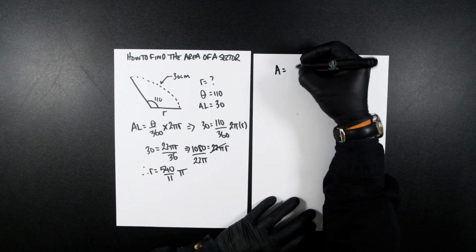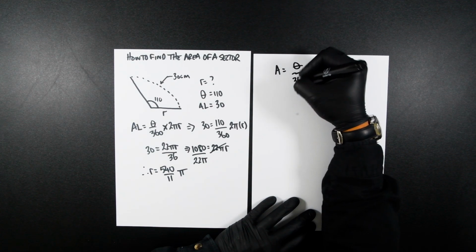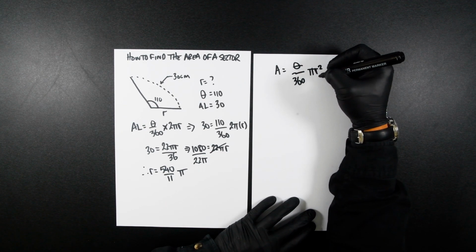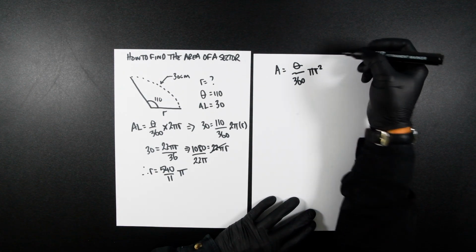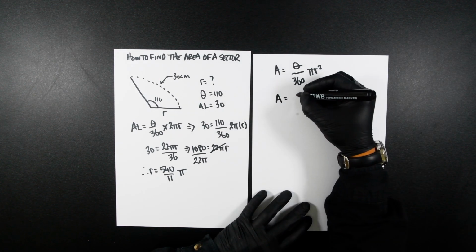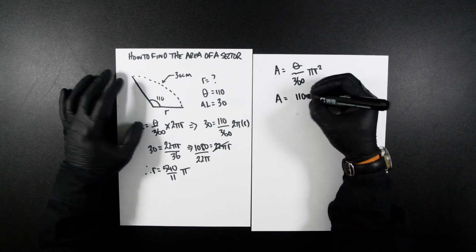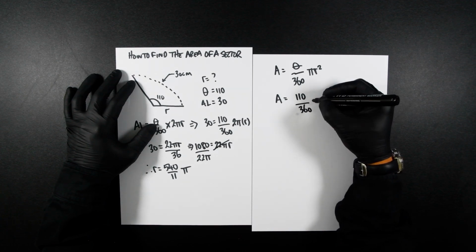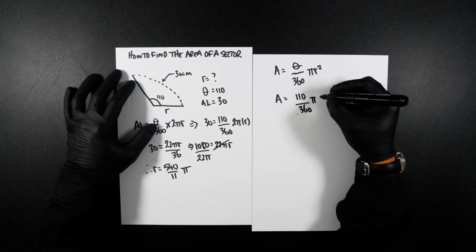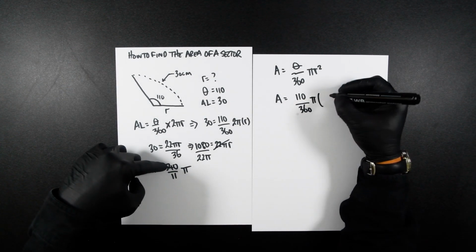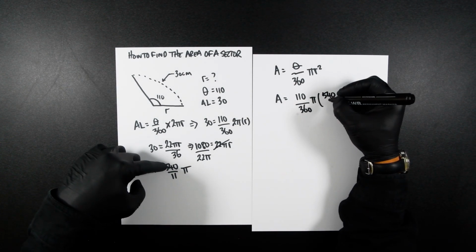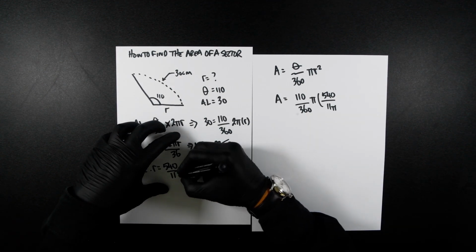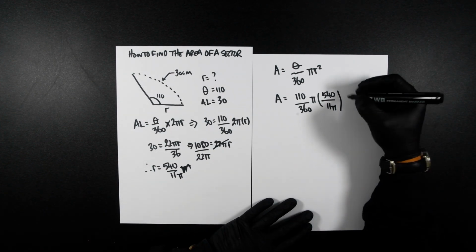The formula is A equals theta over 360 times pi r squared. So basically pi r squared is the area of a circle, and this is a fraction of that circle. Pretty straightforward. So A equals 110, which is obviously the amount that we're looking at, over 360, times pi, and then r squared, which is here, is 540 over 11 pi. I should have actually put this pi underneath. It's going to make a difference.